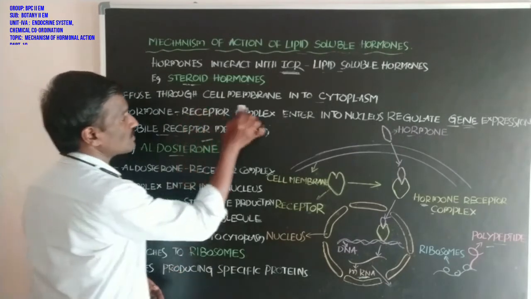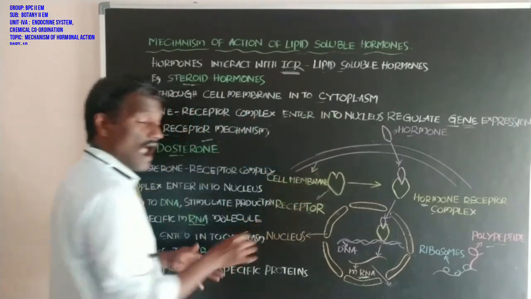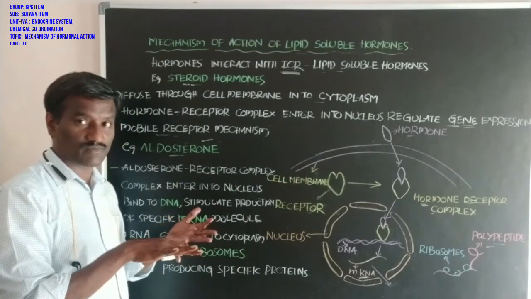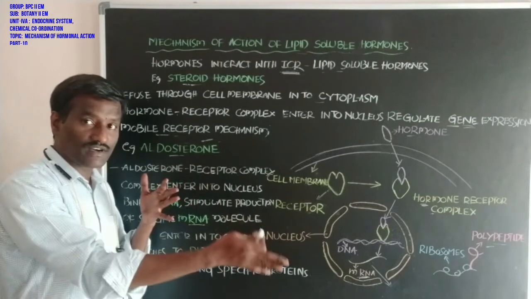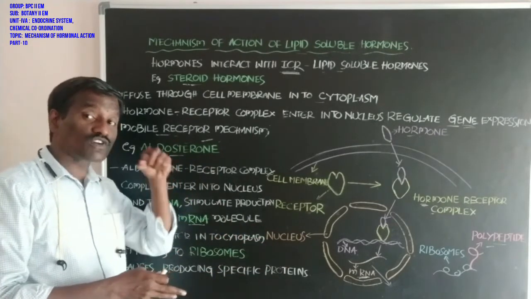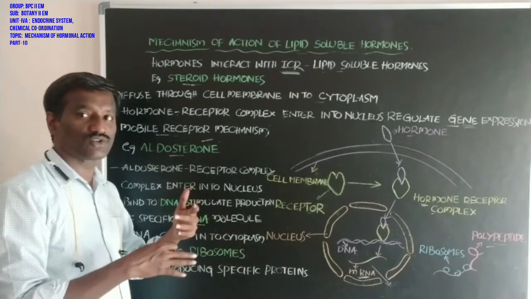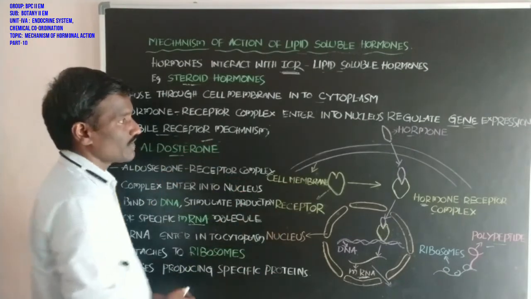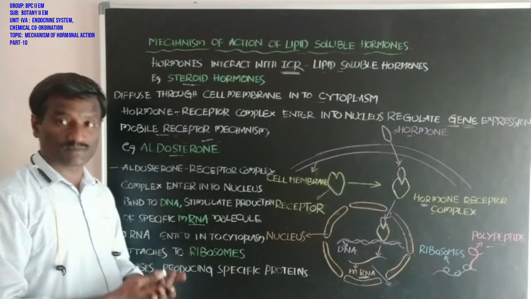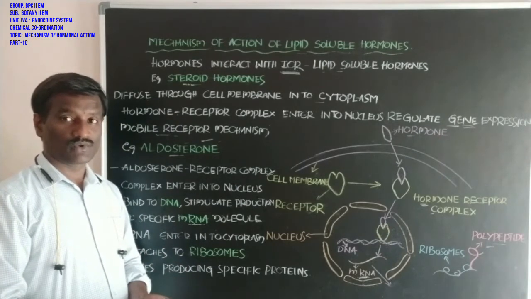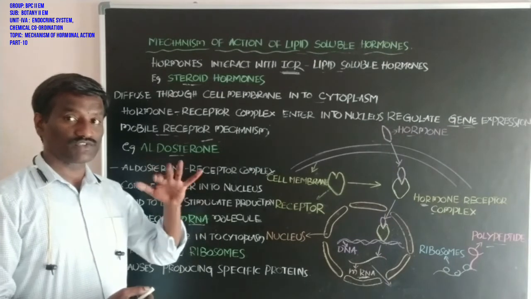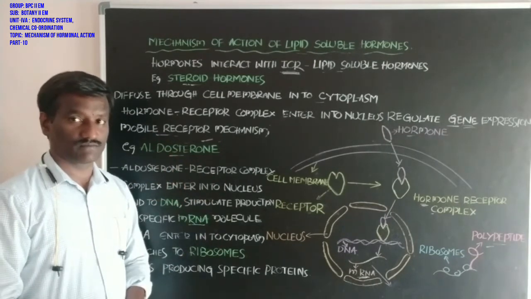This hormone receptor complex not only stays in the cytoplasm of the cell, it also enters into the nucleus, the inner part of the nucleus, to regulate gene expression, for producing some amount of the effect.